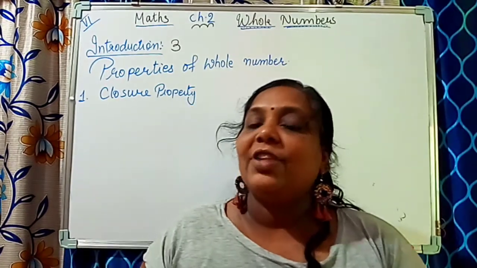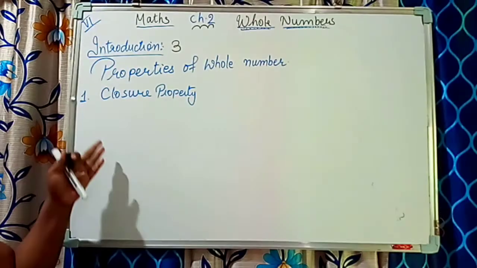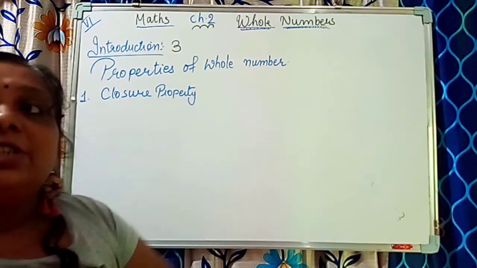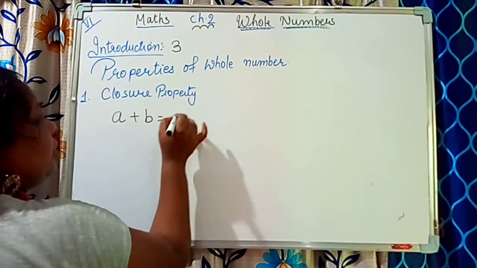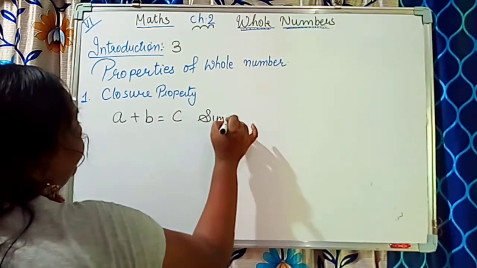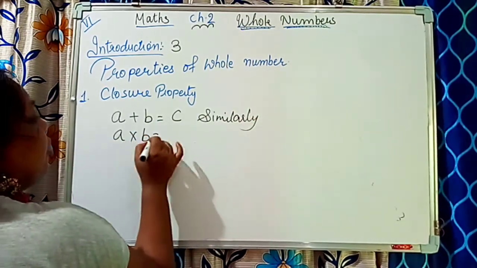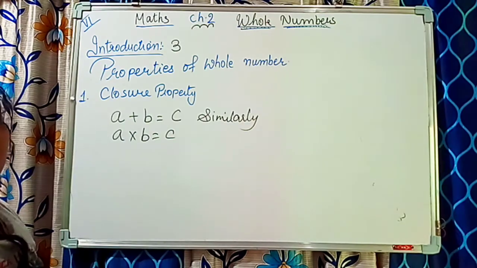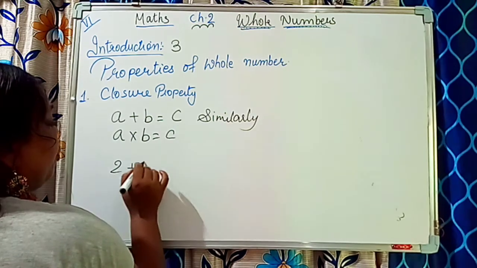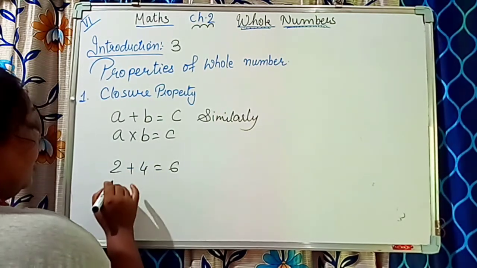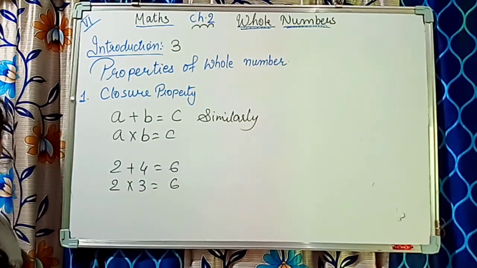So I am starting with the properties of the whole number. First one, closure property. What does closure property mean? I will explain in short with the formula: A plus B is equal to C. Similarly, in multiplication also, A into B is equal to C. For example, 2 plus 4 is equal to 6, and 2 into 3 is equal to 6.